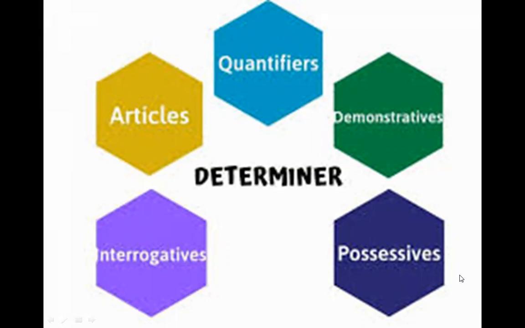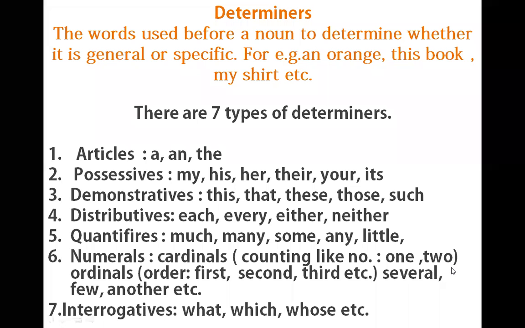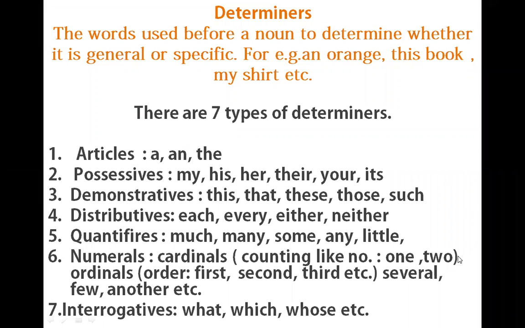Today we are going to discuss determiners. Determiners are the words which are used before a noun. They describe the noun, they tell us about the noun, and they also play the role of an adjective when they are used with the noun. They tell whether the noun is of a general or specific category, or its belongingness. For example, an orange, this book, my shirt, etc.